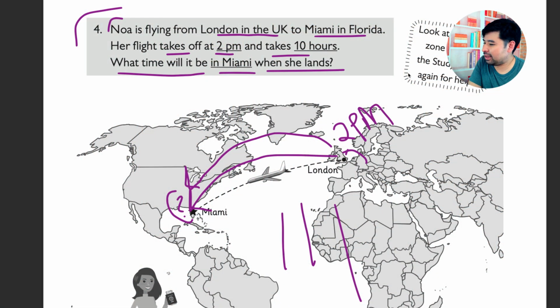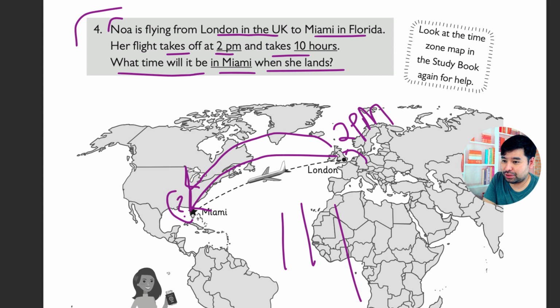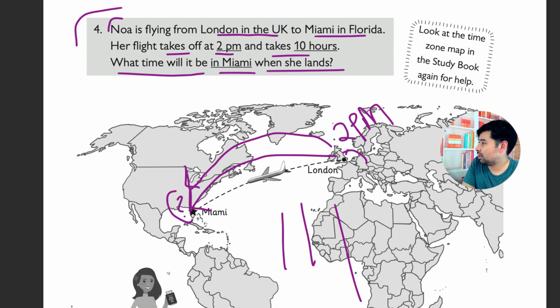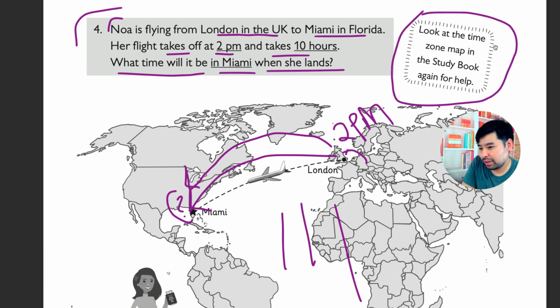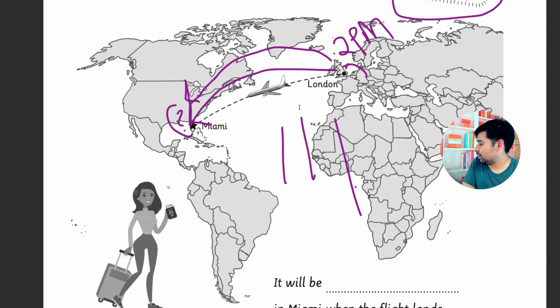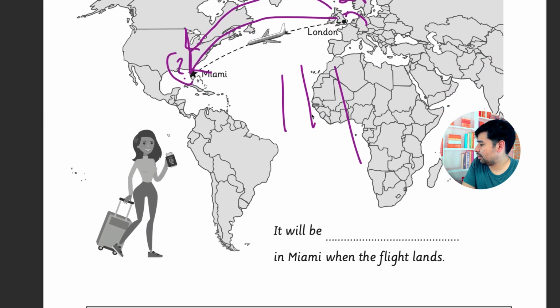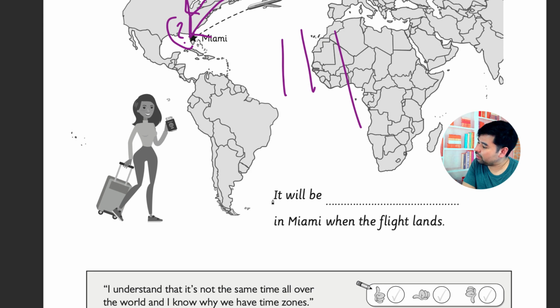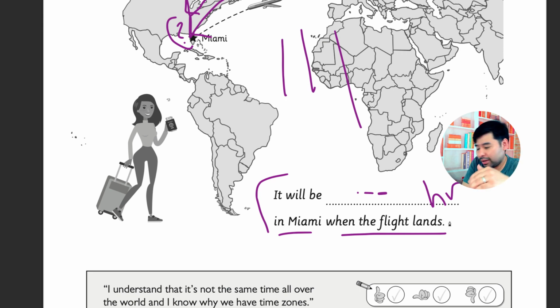Here, and then we have this little information. I'm going to put myself up here. Again, look at the time zone map in the study book for help if you want, okay? It's easier for you to calculate. And that's it, guys. So here in the final part, we have only this one here. The answer. So it will be the hour in Miami when the flight lands, when it arrives, right? And that is it.